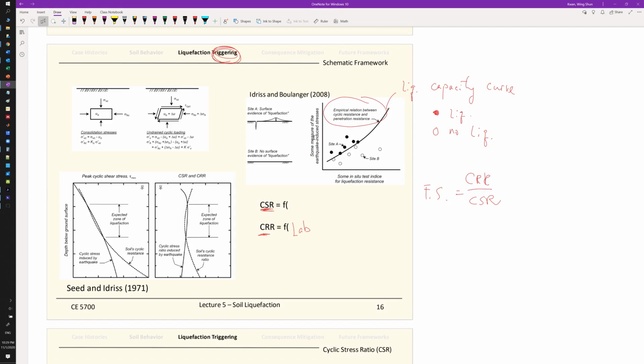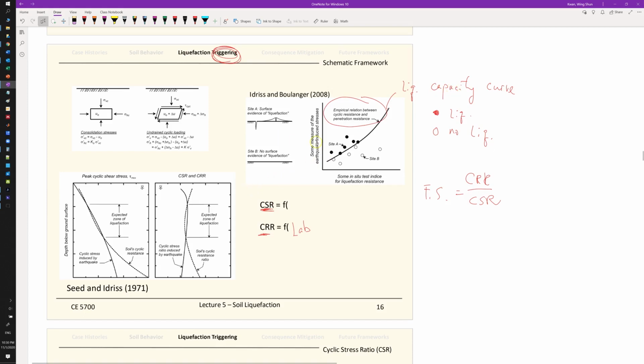So with that, if you combine a lot of data worldwide, in the old days when this started, they took a lot of Japanese data, took a lot of California data, then you compile a capacity curve based on SPT, and then you will be able to draw out a liquefaction capacity curve. We will come back to this concept when we get to the specific testing methods, CPT or SPT. But that's how this is done, and how a liquefaction capacity curve is drawn.